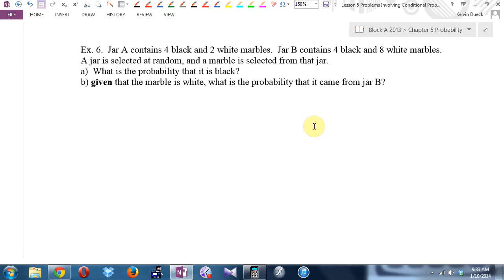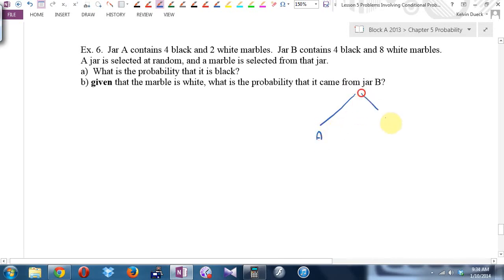Jar A contains 4 black, 2 white marbles. Jar B contains 4 black, 8 white marbles. We pick a jar, we pick a marble. You know what? I think there's 2 events. Jar, first level. Marble, second level. That's a job for a tree. So let's draw our tree first.